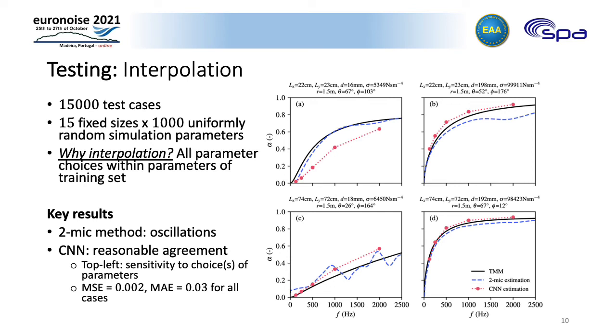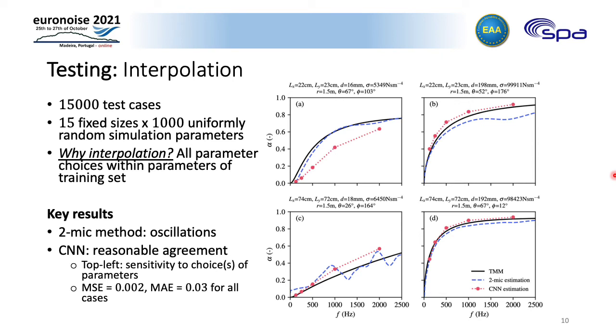The absorption spectra of 4 example cases are shown in the right. The left column shows cases with thin, not so resistive samples, while the right column shows cases with thick, resistive samples. The top and bottom rows correspond to cases with smaller and larger sample sizes.